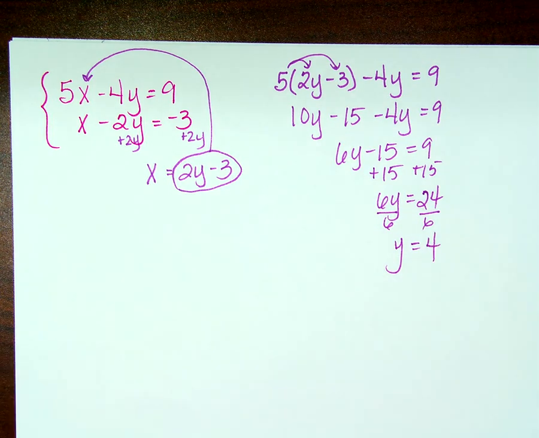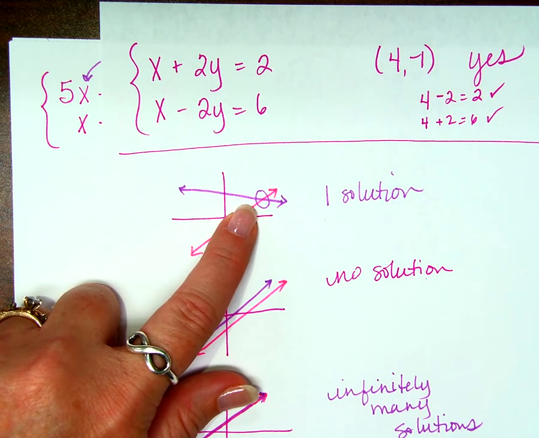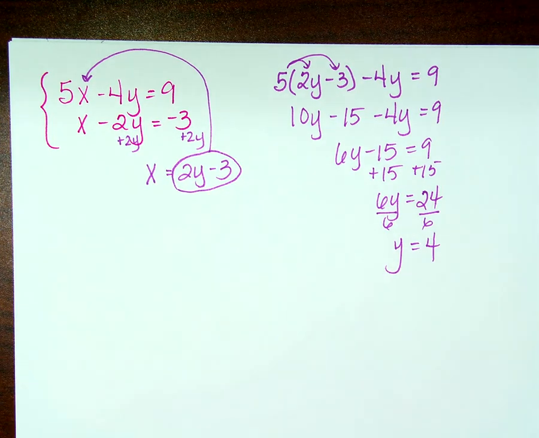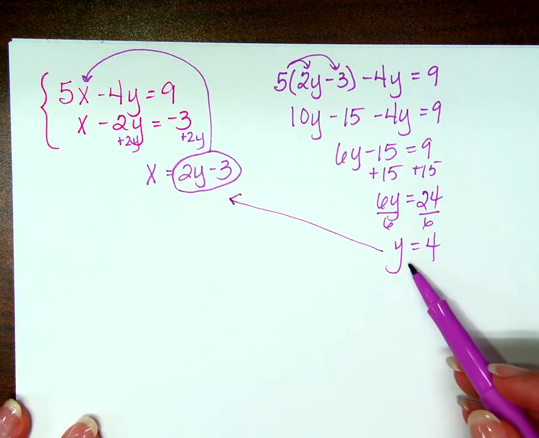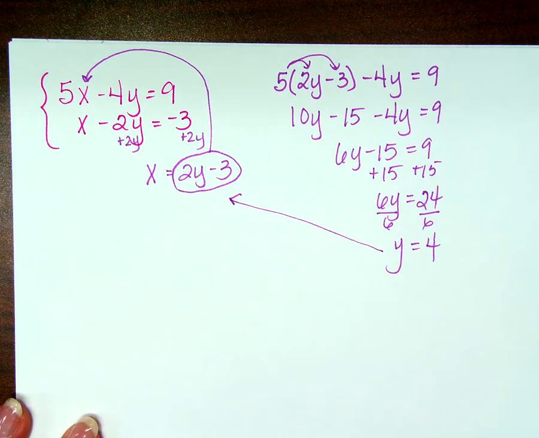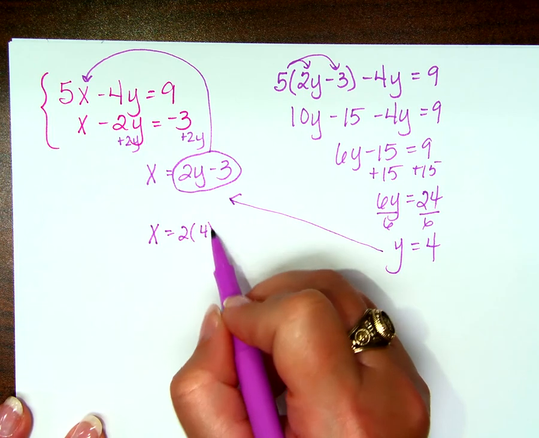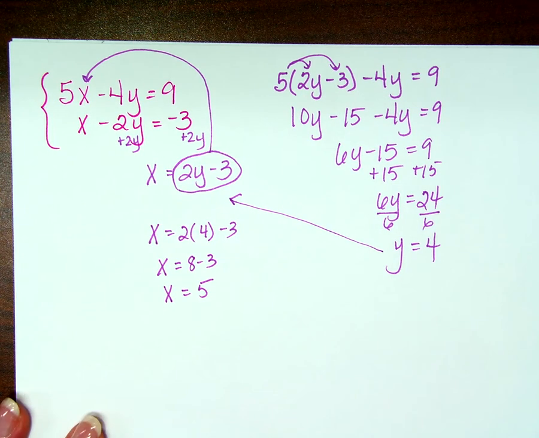Am I done? Wait, what? What am I looking for? I'm looking for, if possible, the point of intersection, right? That's what I'm looking for. If I find y, that's great, but what I'm looking for is the whole point, the x and the y. So if I were you, I would go right over here and substitute what I found y to be into that, because I already have x solved for here. So x equals 2 times 4 minus 3. So x equals 8 minus 3, so x equals 5. Now what is the solution?